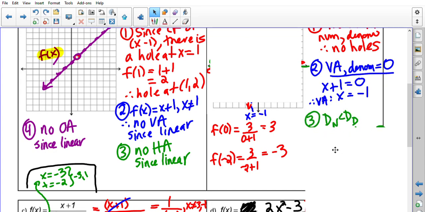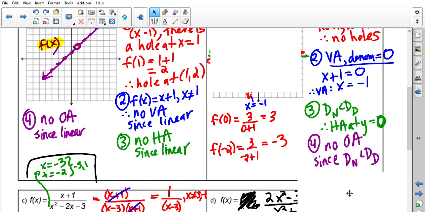Horizontal asymptote. We have a scenario where the degree of the numerator is less than that of the denominator, so therefore we know that means there's a horizontal asymptote at y equals 0. Okay, so 2 key features we can draw in. And lastly, there are no oblique asymptotes because we have degree numerator less than degree denominator. Remember, this would have to be higher by a degree of 1 compared to that one if that was the case.